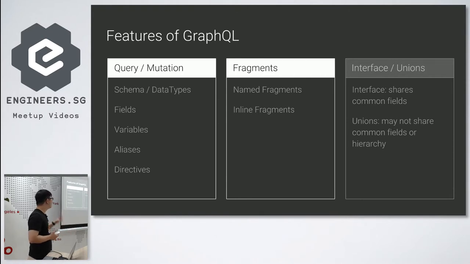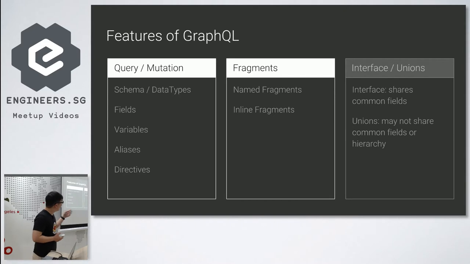You can use variables in your query, so you don't have to put the double quotes and hard code the string in your query. There are aliases, directives, and fragments. You can do inline fragments or you can do named fragments, which makes it more reusable. Interfaces and unions is something I did not demonstrate.